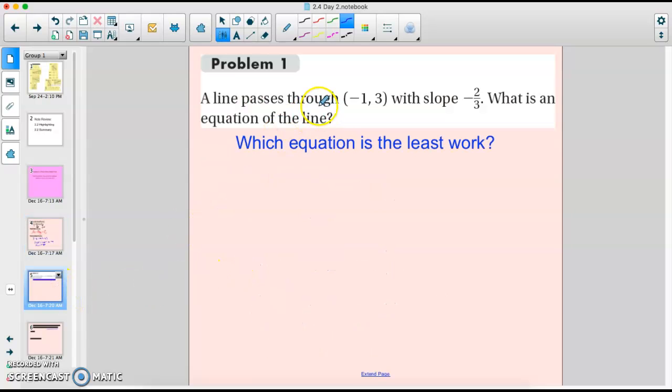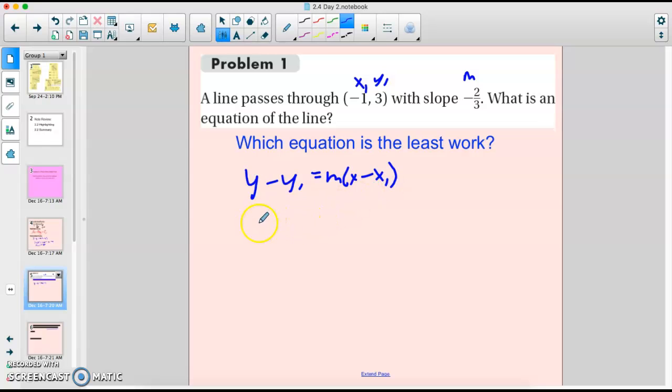All right, so a line passes through (-1, 3). It has a slope of -2/3. We need to write the equation of the line, and ask ourselves, well, which equation is the least amount of work? And the answer to that would be point slope form, because we have our point, right? This is x1, y1, and this is our slope. And so literally we can just plug it in to our y minus y1 equals m times x minus x1.